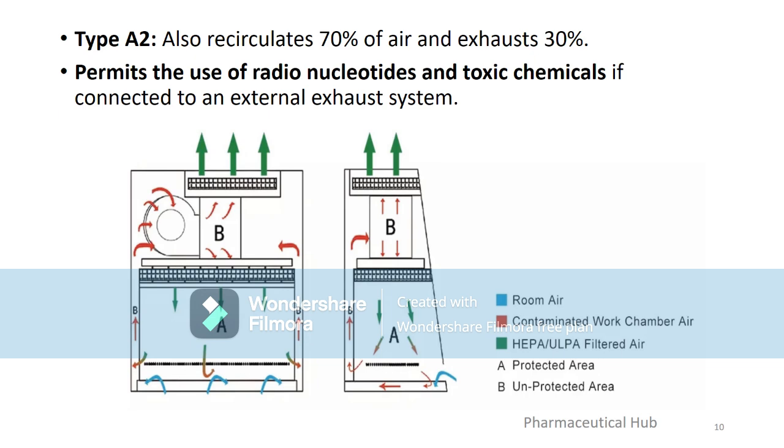Airflow. Room air, blue arrows, enters through the front grille. All of the contaminated air, red arrows, from the work chamber A is directed to the top of the cabinet. Filtration and exhaust. The contaminated air is then pushed through a HEPA ULPA filter and 100% of it is exhausted from the cabinet, green arrows. No air is recirculated. Purpose. The complete exhaust system makes this type of cabinet suitable for work involving volatile toxic chemicals or radionuclides, as there is no risk of recirculating hazardous fumes back into the workspace.